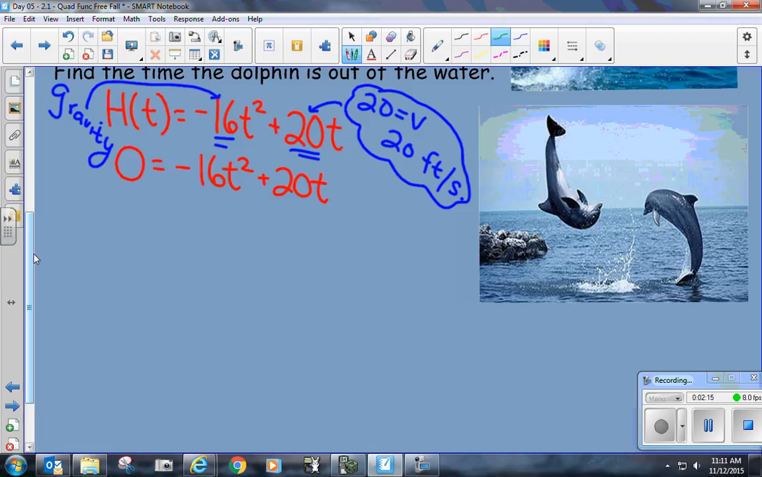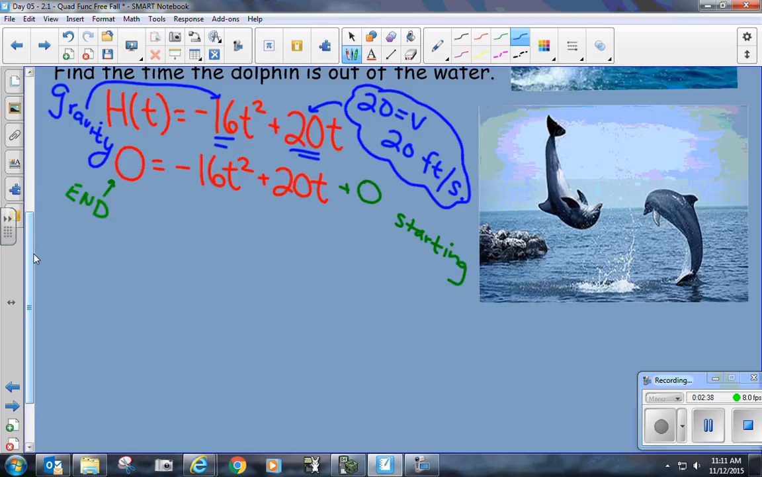Two. So I need to find something that multiplies to be what and adds to what? Multiplies to be 16, but adds to 20. No. Okay, this is the ending height, right? This is the ending height. The starting height is technically this right here. That's why we don't have it.